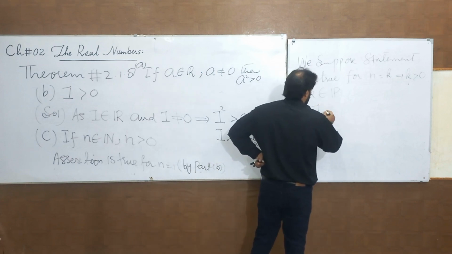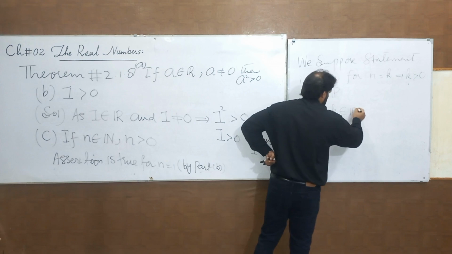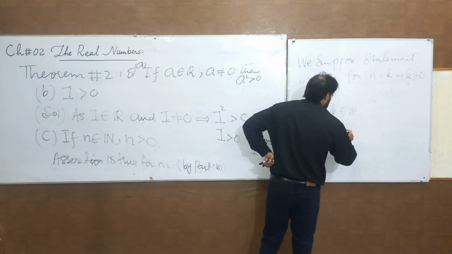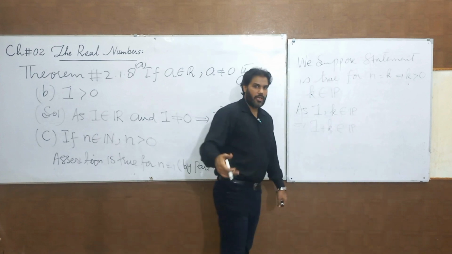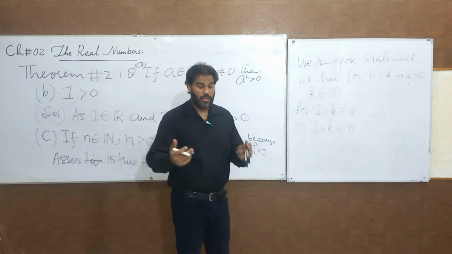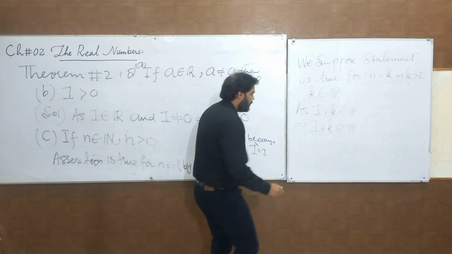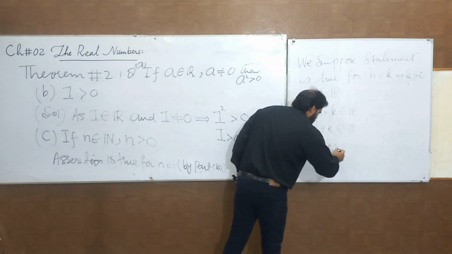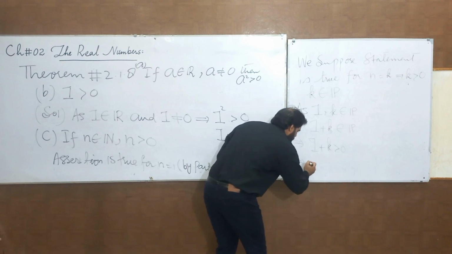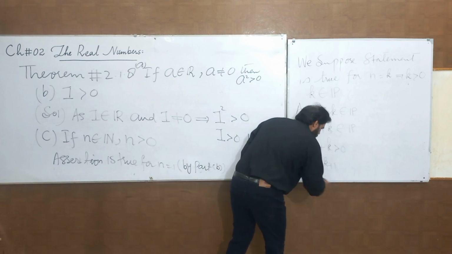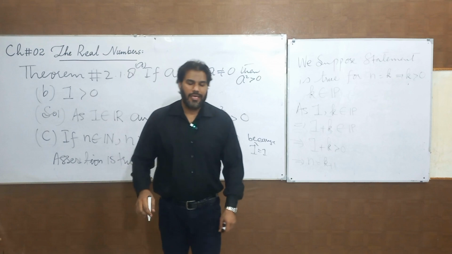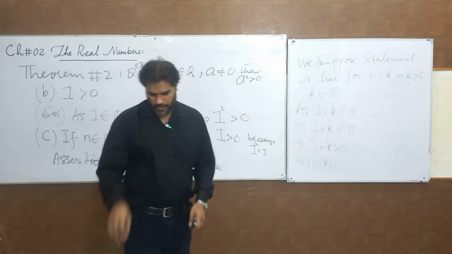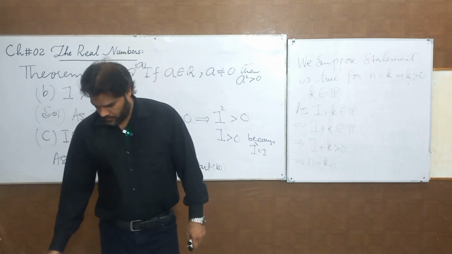As 1 and k both belong to P, their sum 1 plus k also belongs to P, by using the closure law of addition for P. If 1 plus k belongs to P, this shows 1 plus k is positive. So the statement is true for n equal to k plus 1. Hence, by mathematical induction, the statement is true for every positive integer. And this completes the proof.